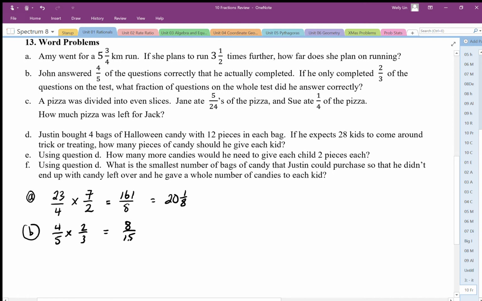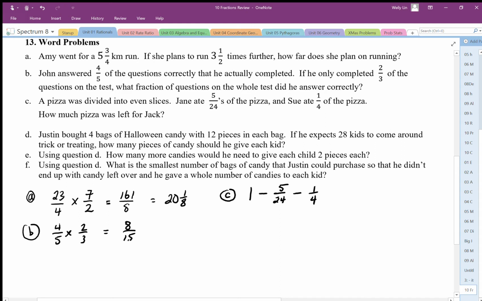Part C. So the pizza is divided into even slices. Jane ate 5/24 of the pizza, and Sue ate 1/4 of the pizza. How much is left for Jack? Okay, so we have a whole pizza, and we're going to take away 5/24 of it, and we're going to take away 1/4 of it.